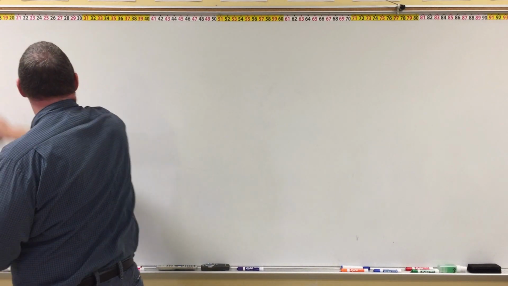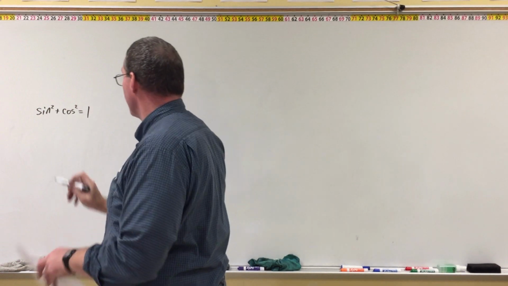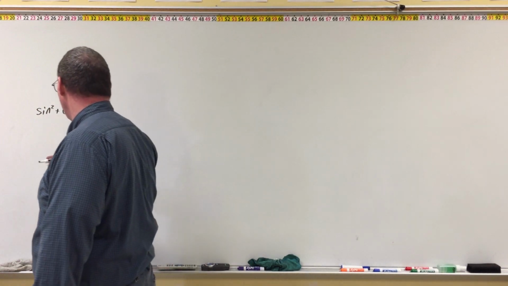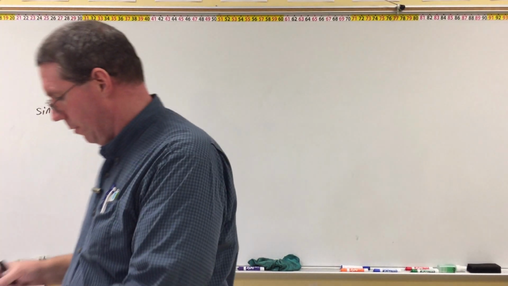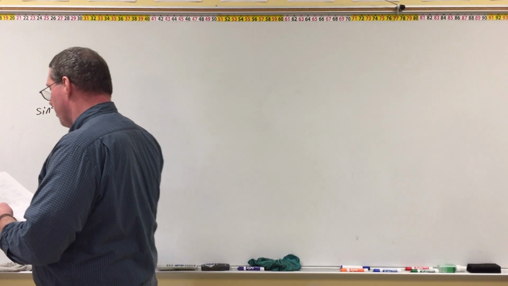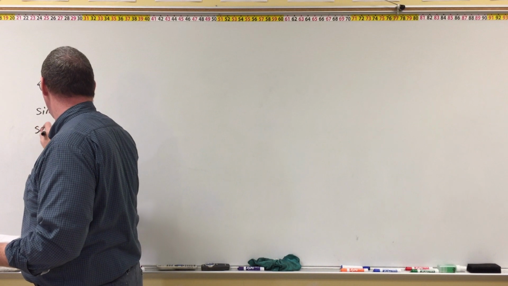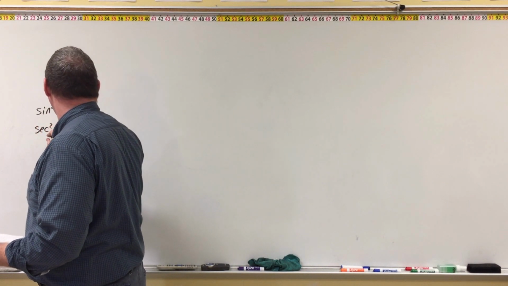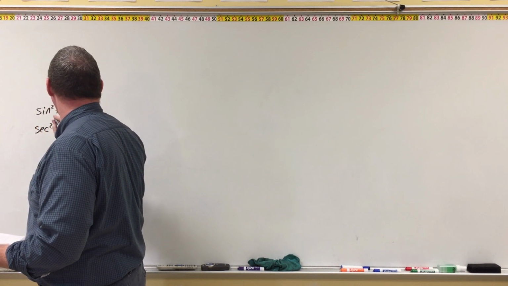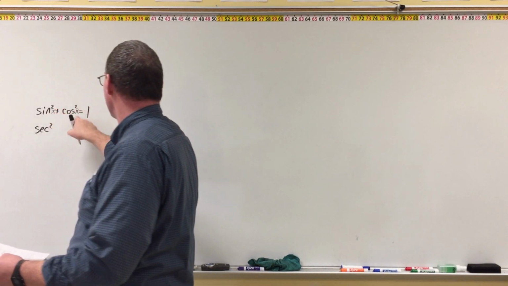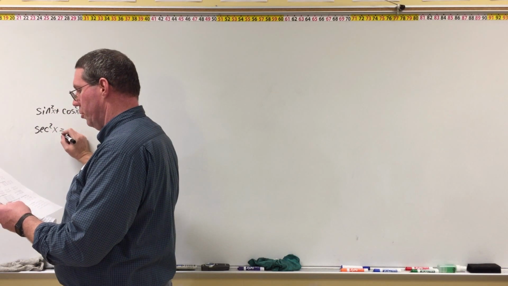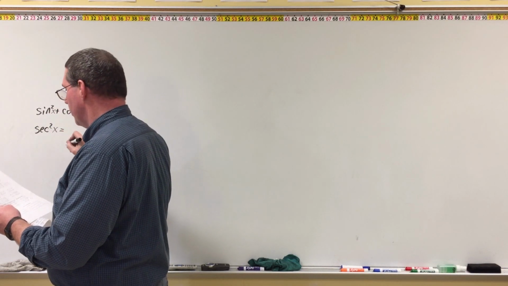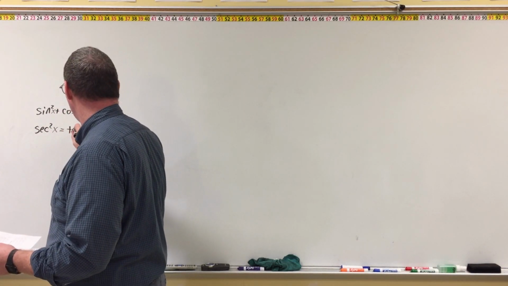We don't need those anymore. Okay? What I am going to write up here is sine squared plus cosine squared is equal to 1. Let me get our paper, our identities here. I also want to remind you that secant squared, and I'm going to put an x here. So sine squared of x plus cosine squared of x is equal to 1. So secant squared of x is equal to tangent squared of x plus 1.